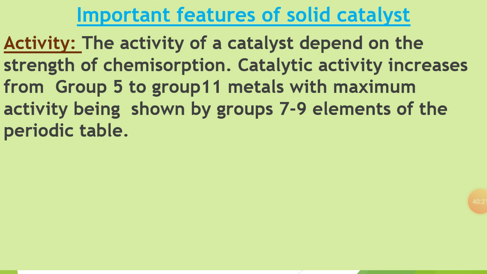As the name indicates, activity. The activity of a catalyst depends upon the strength of chemisorption, that means formation of chemical bonds. Catalytic activity increases from group 5 to group 11 metals, with the maximum activity being shown by group 7 to group 9 elements of the periodic table.